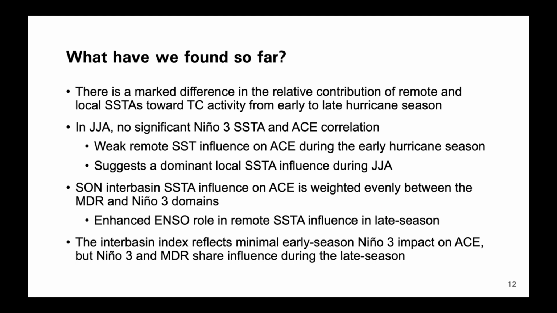Now, in SON, the interbasin SST anomaly influence on ACE is weighted pretty evenly between the MDR and Nino 3 domains, which suggests an enhanced ENSO role in the influence of remote SST anomalies on late season hurricane activity. The interbasin index that we've constructed reflects this minimal early season Nino 3 impact on ACE, as well as the shared influence of Nino 3 and MDR SST anomalies during the late season.